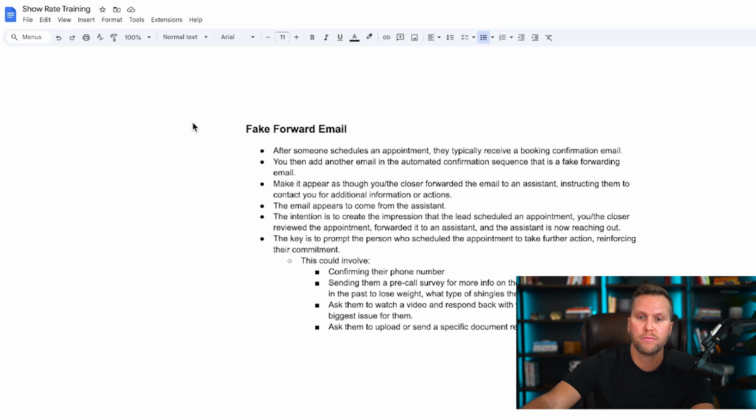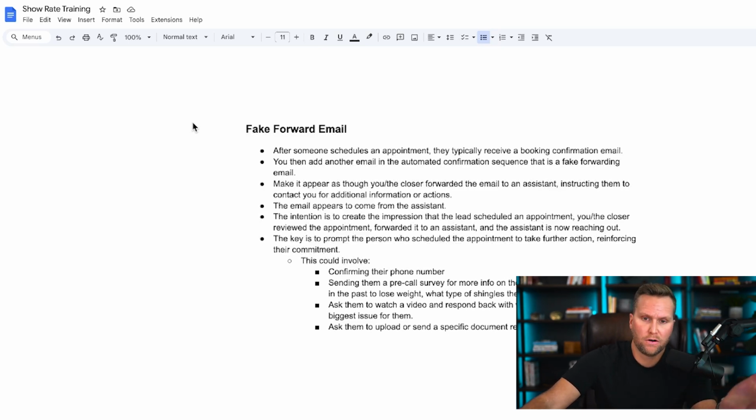The key is to prompt the person who scheduled the appointment to take further action, which then reinforces their commitment, right? So what you're doing is fabricating a little bit, but you're creating an opportunity for them to reinforce their commitment that seems natural and manual. And you're not just relying on confirmations and the basic things that everybody else is doing. This is something that is disguising the reinforcement of their commitment, right?